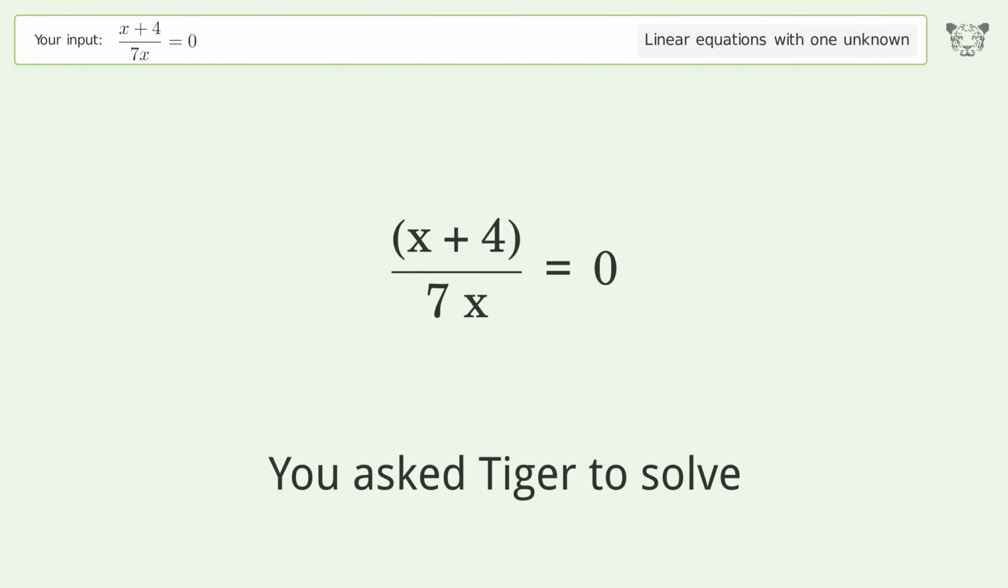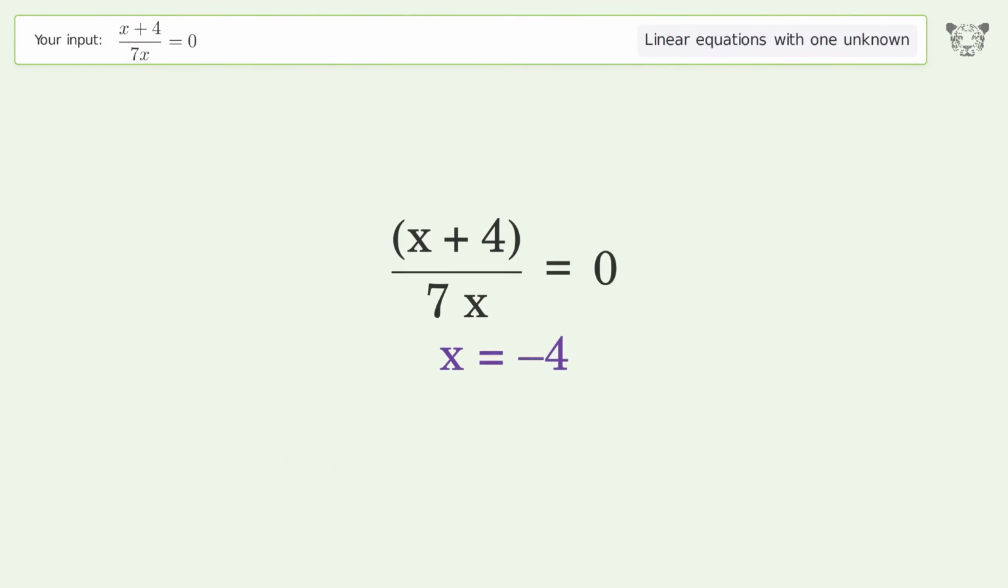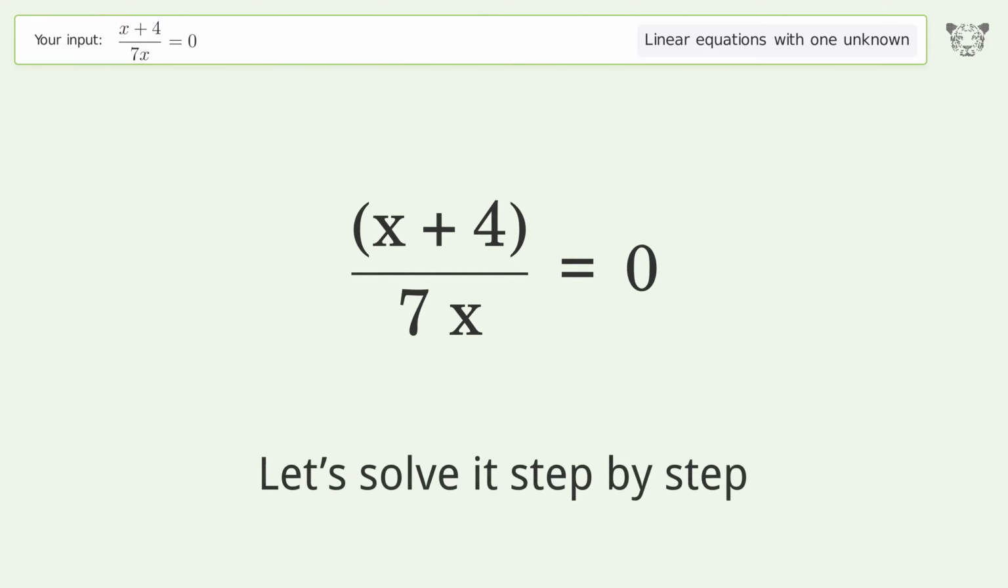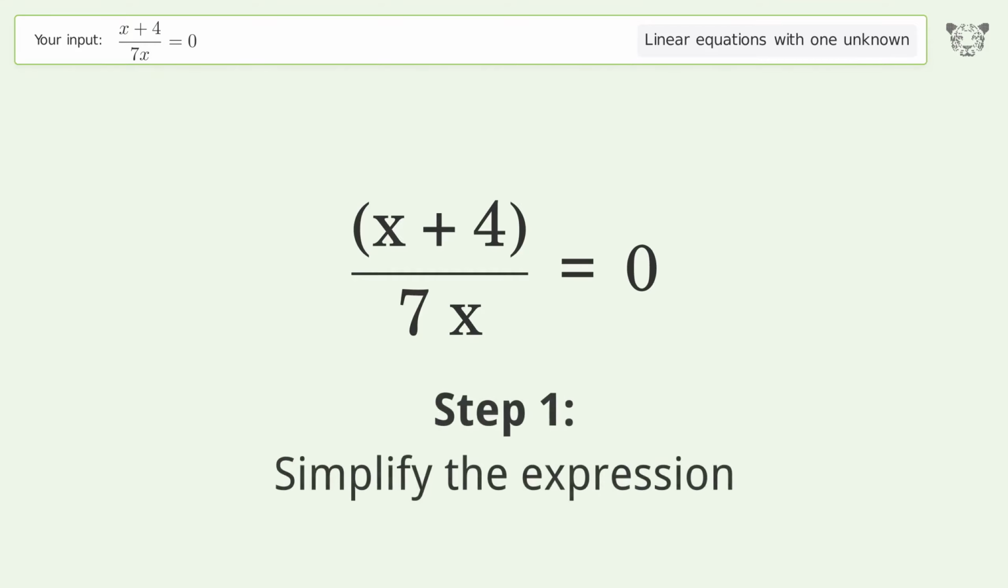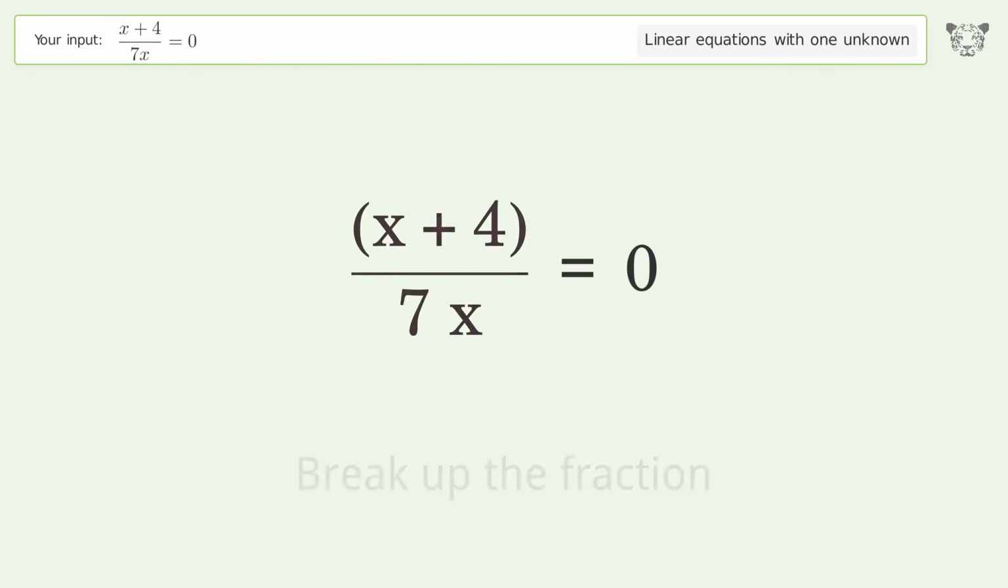You ask Tiger to solve. This deals with linear equations with one unknown. The final result is x equals -4. Let's solve it step by step. Simplify the expression. Break up the fraction.